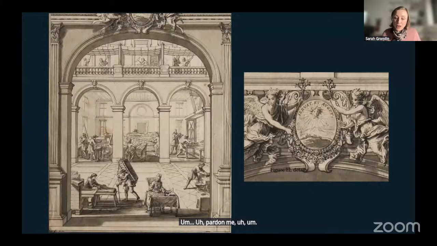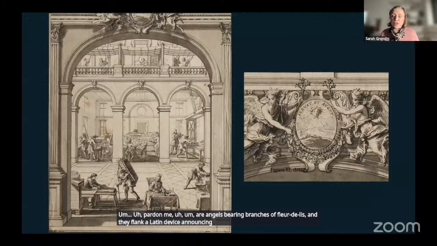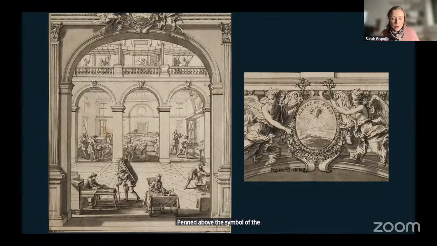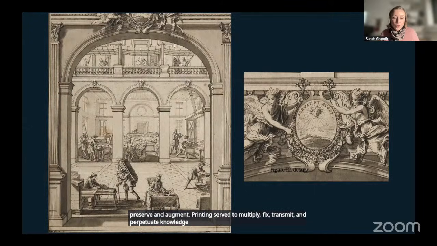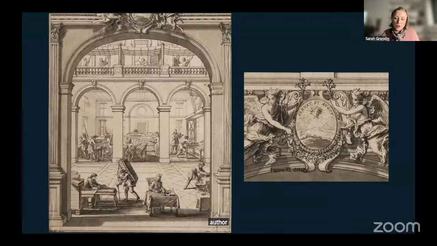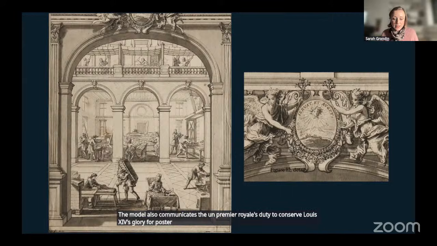are angels bearing branches of fleur-de-lis, and they flank a Latin device announcing the purpose of the French royal printing press. Penned above a symbol of the Sun King is the motto Servet et auget, preserve and augment. Printing served to multiply, fix, transmit, and perpetuate knowledge, as Chevalier Louis de Jaucourt, author of the Encyclopédie article on printing, would later reflect. The model also communicates the Imprimerie Royale's duty to conserve Louis XIV's glory for posterity and enhance his prominence through the reproductive power of the press.